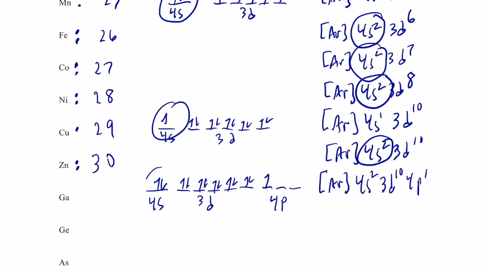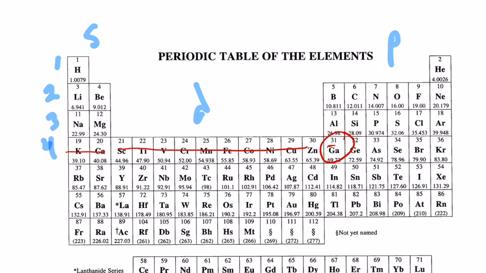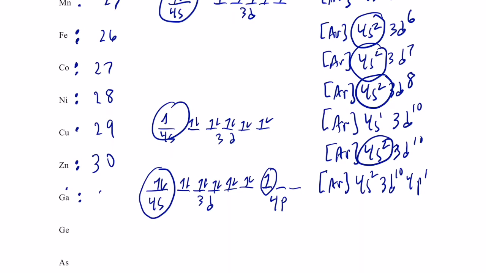Now the valence electrons would be the 4s and this 4p. So it would have a pair and 1 by itself. Now that should not surprise you, because gallium is right here. It would have the same dot picture as aluminum and boron did in our earlier notes. Okay. Next element that had 31 electrons, didn't write that in there. Germanium, 32 electrons. That's going to be argon, 4s2, 3d10, 4p2.